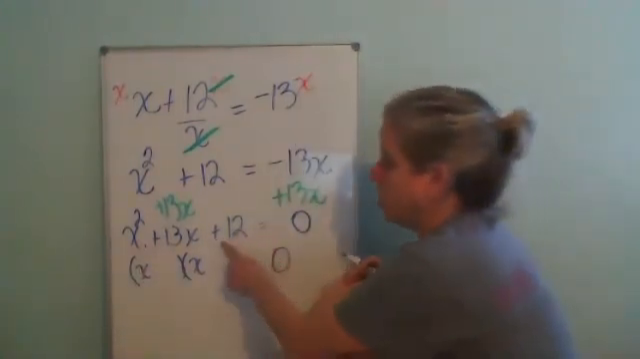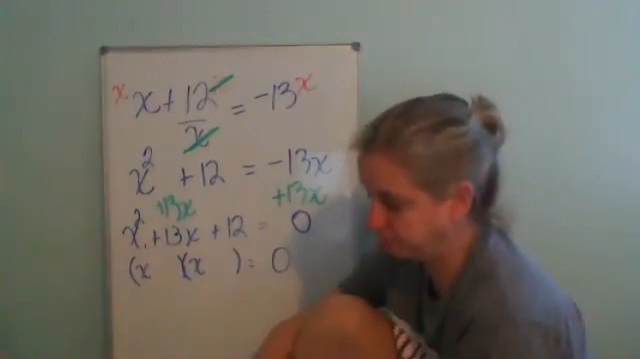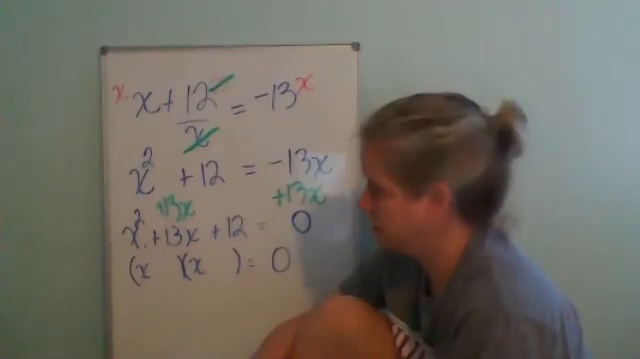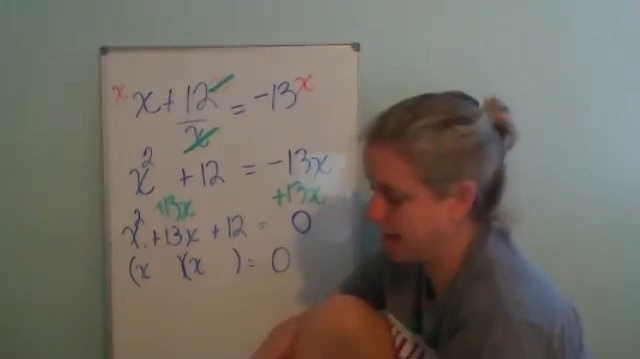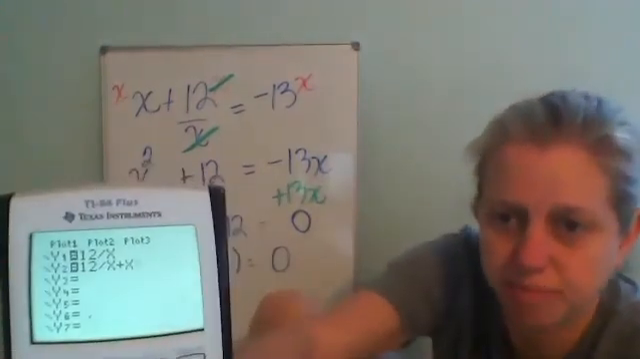Now, you can put the 12 in your calculator and your y equals, right? And if you want me to show you that, I can. Just go to your y equals: 12 divided by x, and then 12 divided by x plus x. So in your y equals, it should look like that.